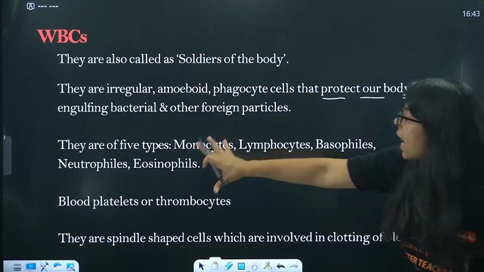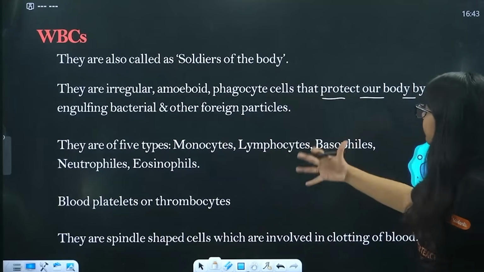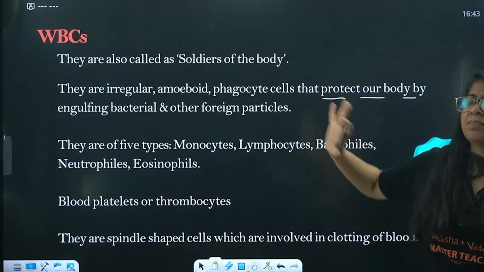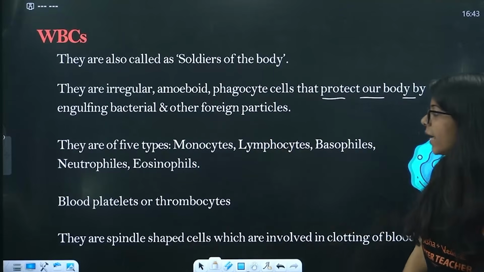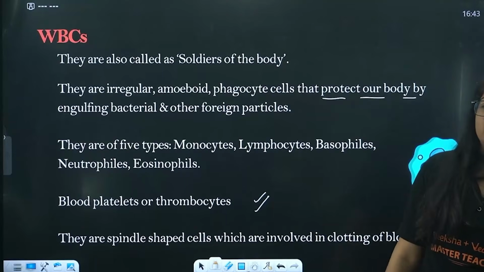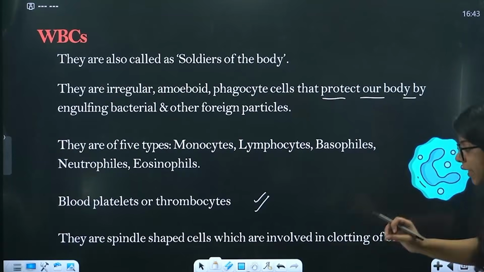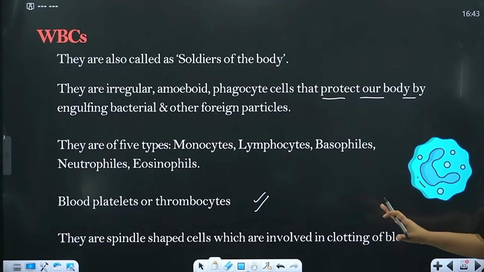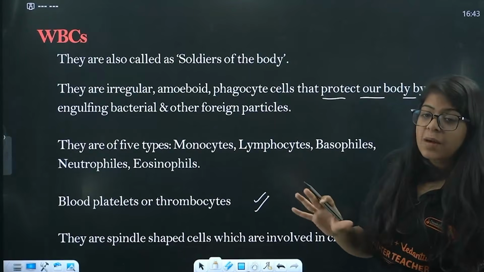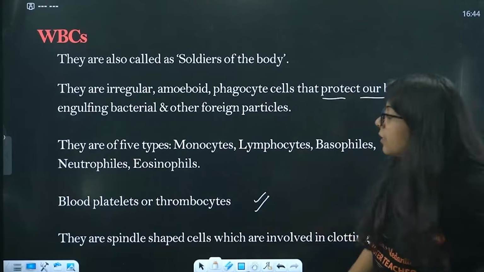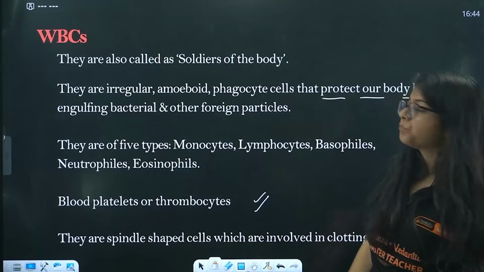Okay, they are of 5 types: monocytes, lymphocytes, basophils, neutrophils, and eosinophils. Just remember it. Then we have blood platelets or thrombocytes. They are spindle shaped and are involved in clotting of blood. Okay, these platelets. Done. These are your WBCs.